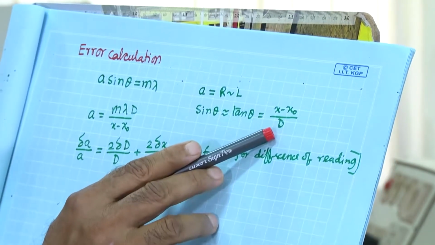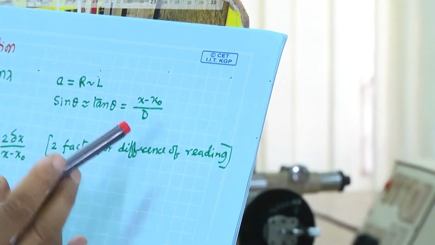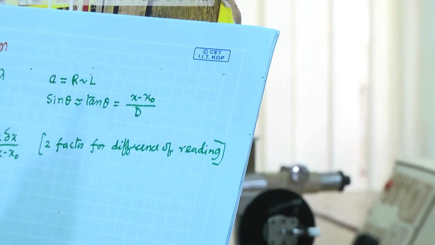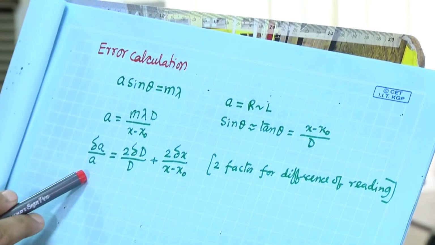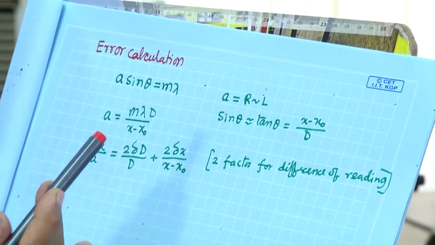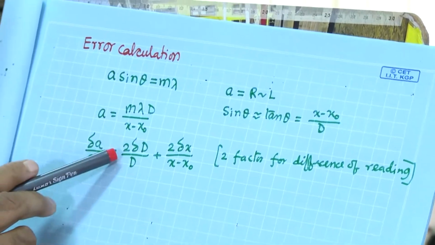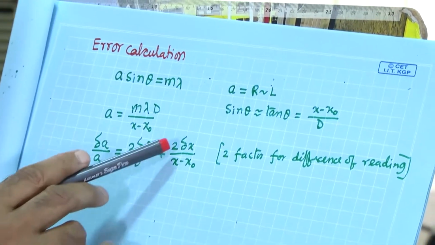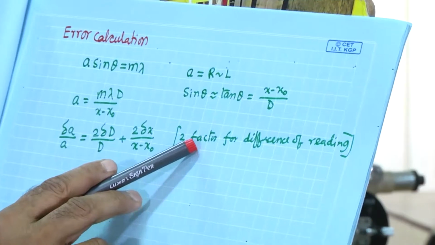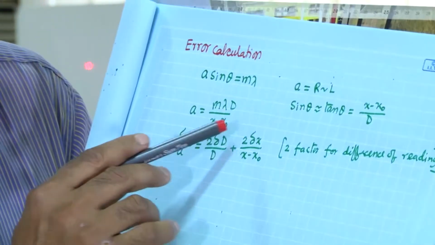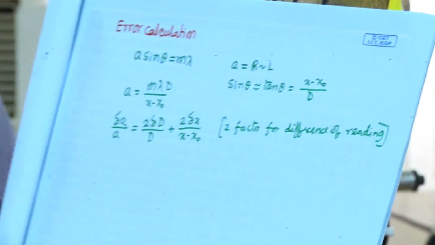Here also, this d is the distance between the slit and the screen or photocell, so d also depends on two readings. If you take del A by A, then m is the order count, so no error, and lambda is given. So the error will come from d and x minus x 0, that is 2 del d by d plus 2 del x by x minus x 0. This factor 2 has been written because both d and x are the difference of two readings.